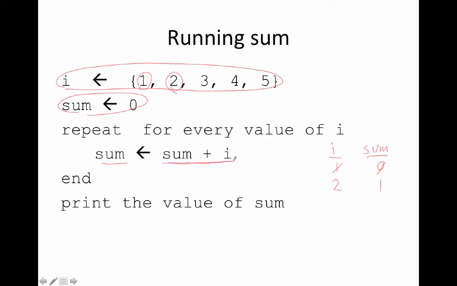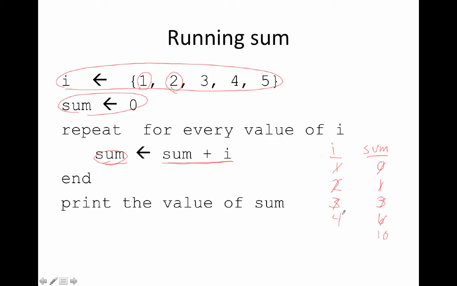So now sum is 1, I is 2. So 1 plus 2 is 3. And we're storing that value in sum. Then I gets its next value 3. Sum gets the value sum plus I. So 3 plus 3 is 6. Then I gets the value 4. Sum gets the value of sum plus I, 6 plus 4, or 10.